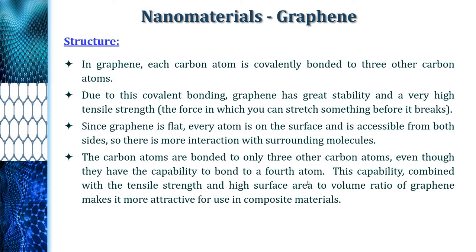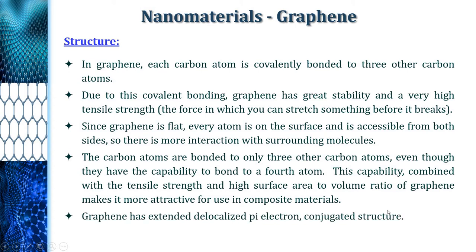The carbon atoms are bonded to only three other carbon atoms. They have the capability to bond to a fourth atom. This capability, combined with the tensile strength and high surface area to volume ratio of graphene, makes it more attractive for use in composite materials.